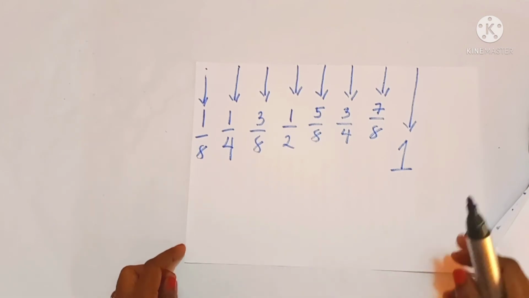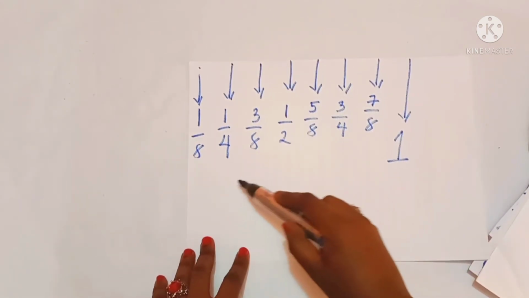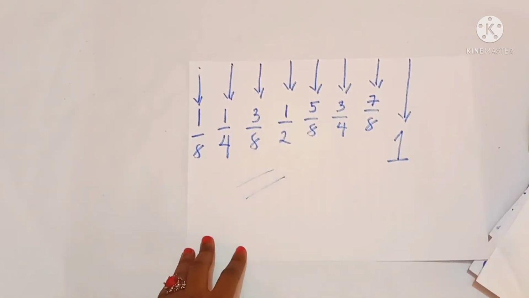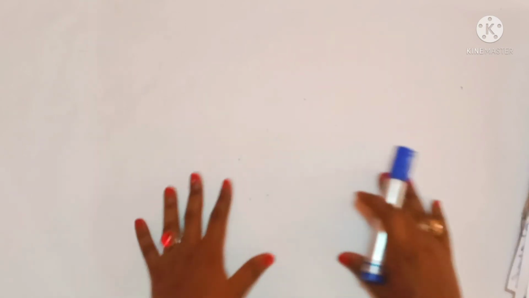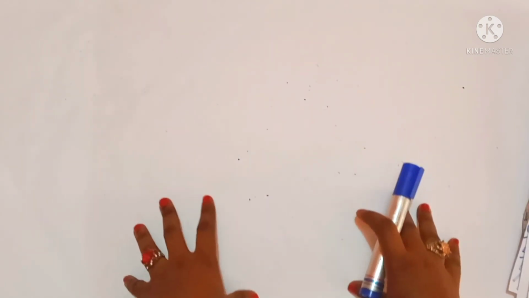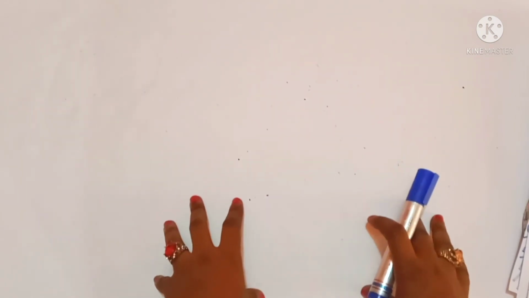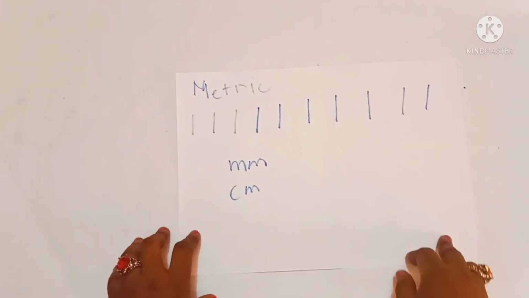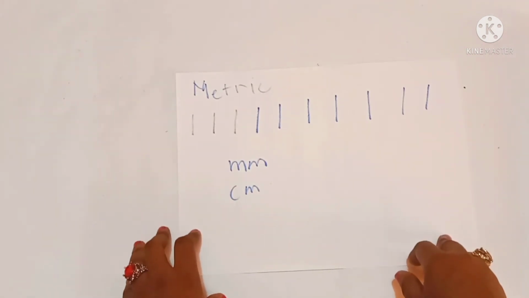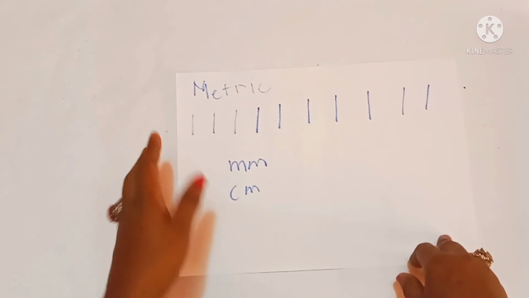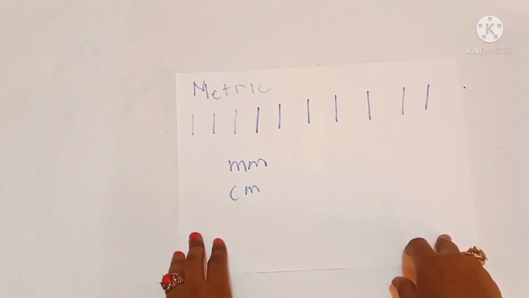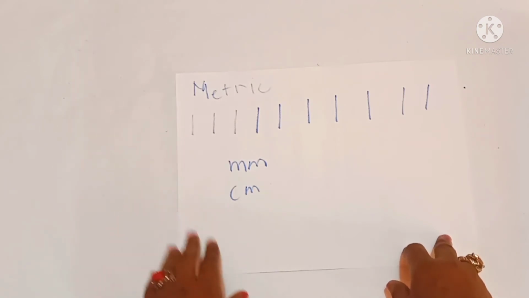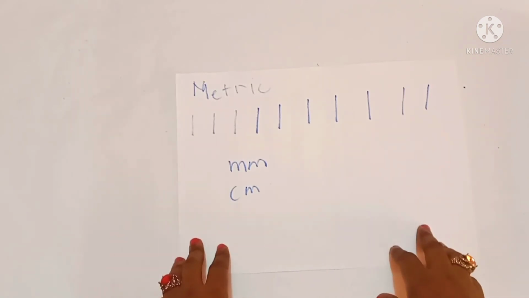So guys, the first 8 lines will give us this, while the subsequent ones will give us the rest. Guys, it is as simple as ABC. Now we move to the metric side. Just as the imperial side has lines, so also does the metric side, but in this case 10 in total as against 8 for imperial.